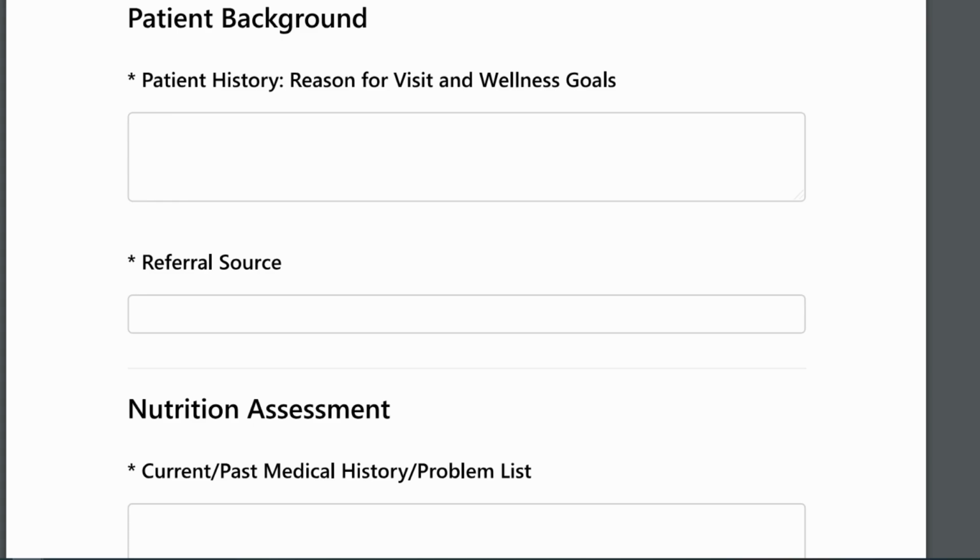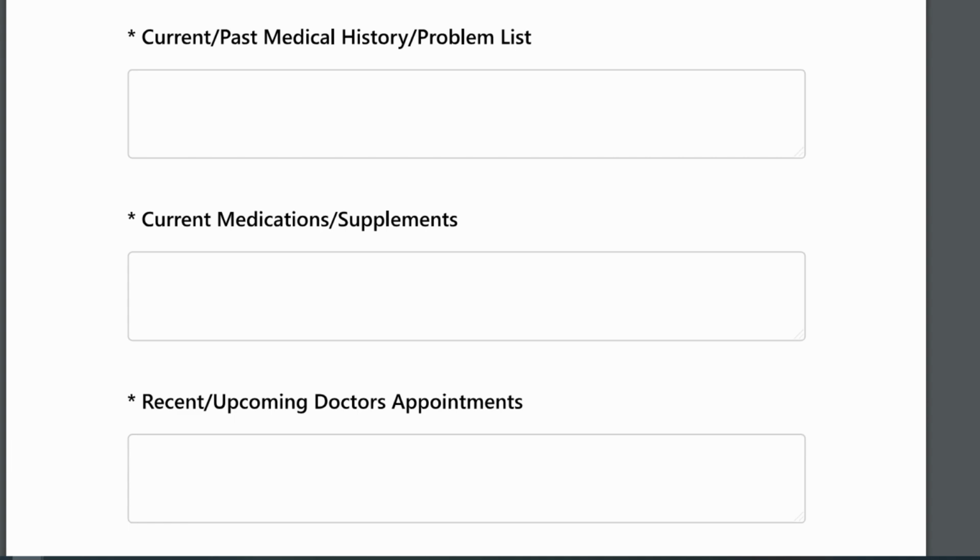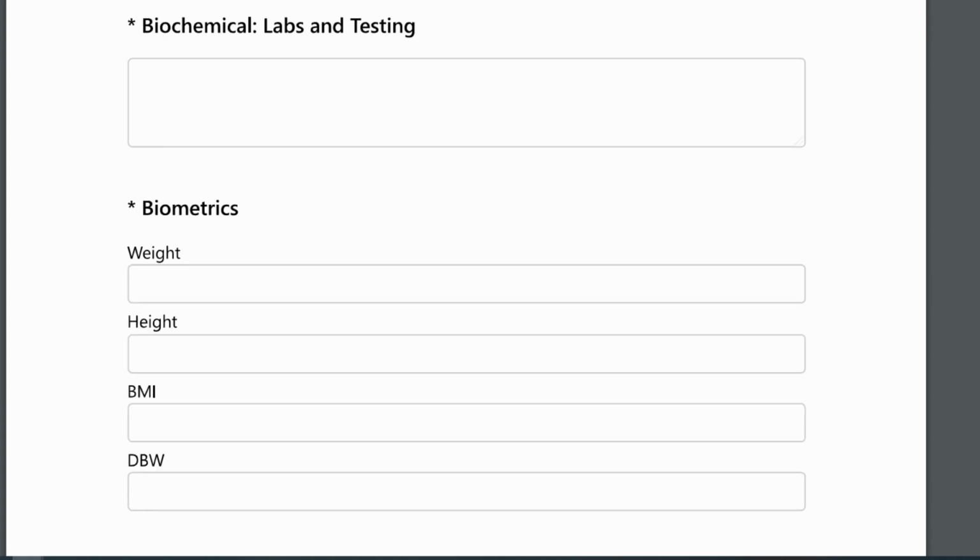I created my template like this so it was easy to navigate through and find information during and after the session. For current medications and supplements, I usually just confirm which they are taking and how often, especially for supplements. For the recent and upcoming doctor's appointments, I include information about their primary, specialist, and mental health providers. For biochemical, this includes home testing, like glucose testing, blood pressure, and also labs.